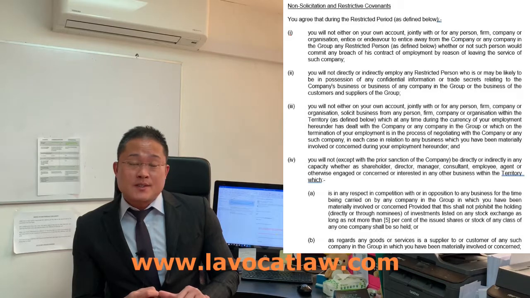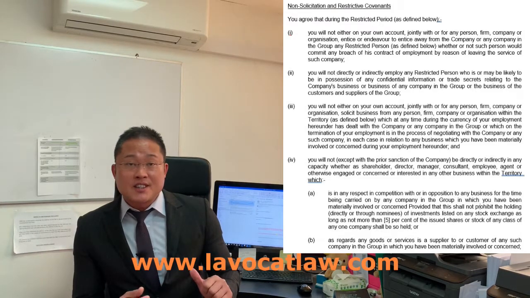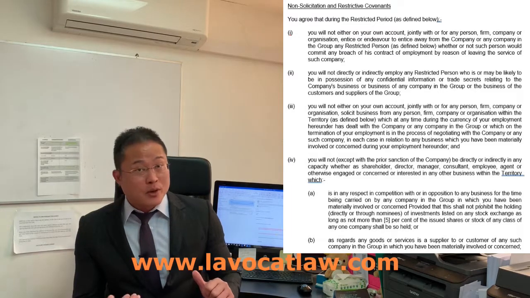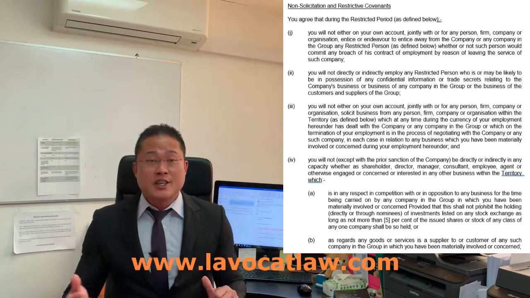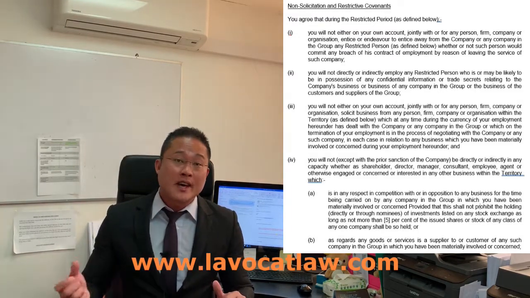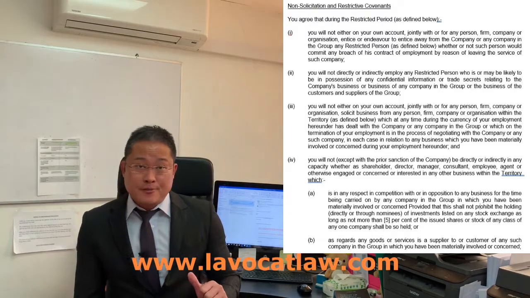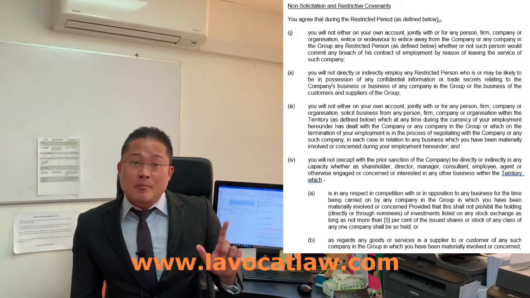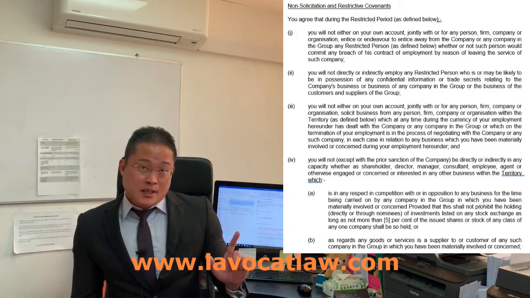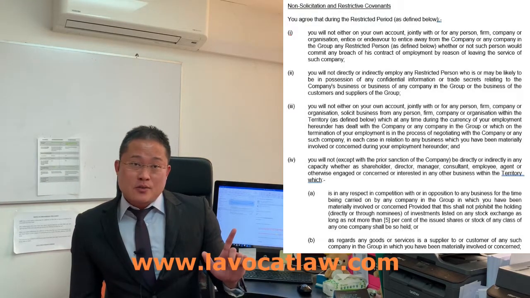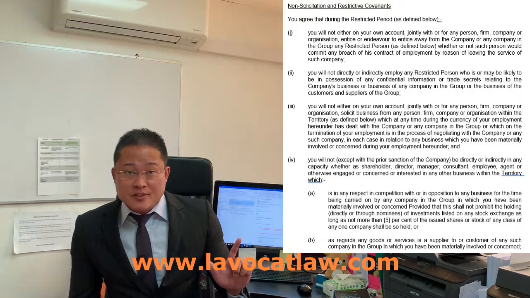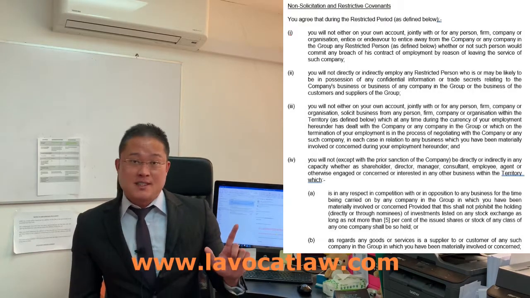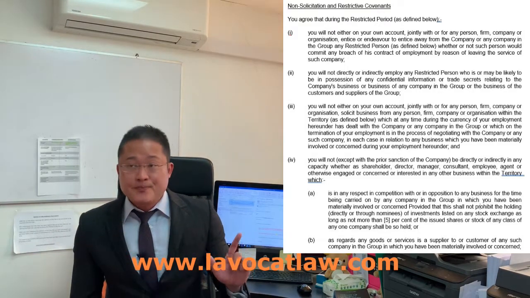Firstly, it should state that the employee shall not solicit or entice away other employees when they leave. In other words, they cannot poach their colleagues or ex-colleagues after they leave. You should also include a clause that they shall not employ any one of their ex-colleagues who is likely to have confidential information or trade secrets belonging to the company.